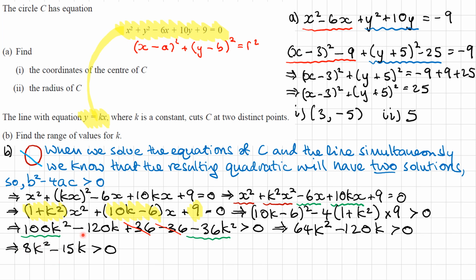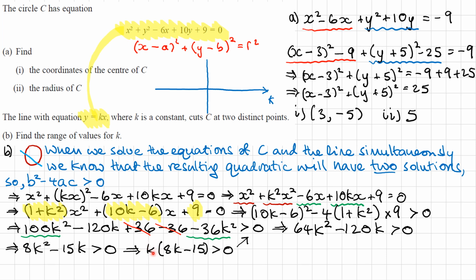Right, so from what we've got here, we want to find some critical values. So we're going to factorize this, or put k outside the bracket, and then we'll have k(8k minus 15) is greater than 0. So we're going to need to draw some sort of sketch to help us see when this quadratic that we've got in terms of k is greater than 0. Right, so what solutions do I get from this? Well, critical values, I should say.